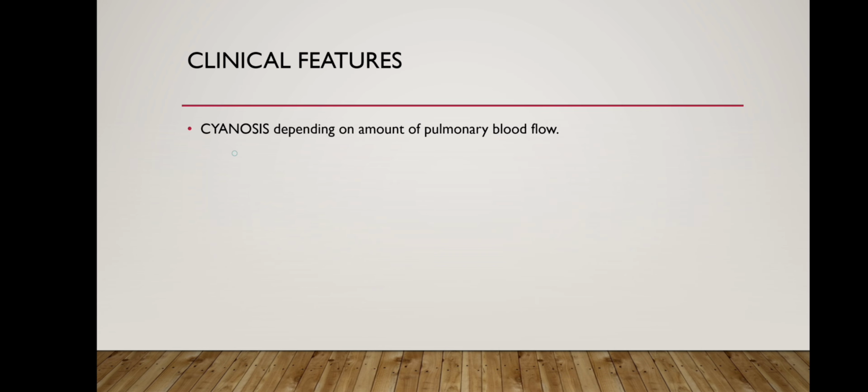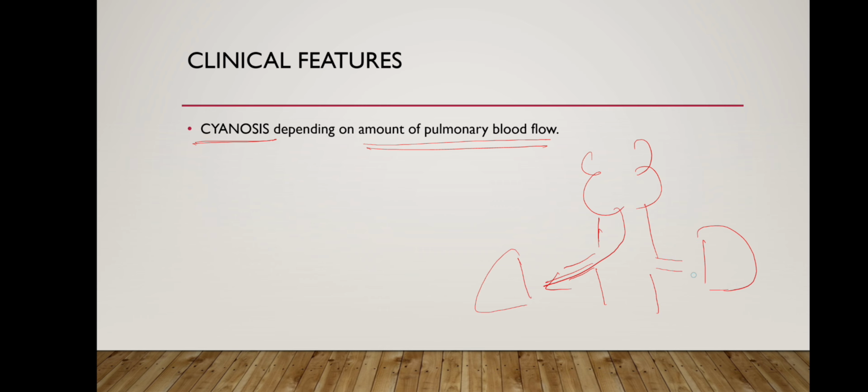Now, after the classification, the clinical features. The clinical features depend upon the amount of blood flow through the pulmonary artery. Cyanosis depends upon the amount of pulmonary blood flow. If the pulmonary blood flow is much more, then the cyanosis is less. As there is an increased amount of blood into the lung, this causes heart failure. So the patient may present with a small amount of cyanosis with right heart failure or congestive cardiac failure if there is increased pulmonary blood flow.